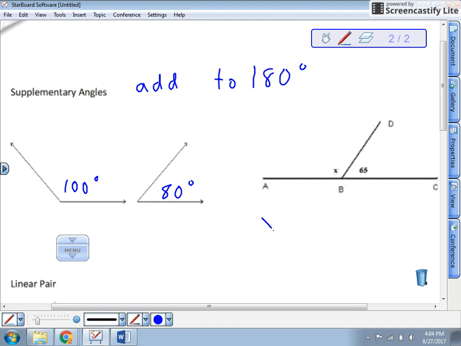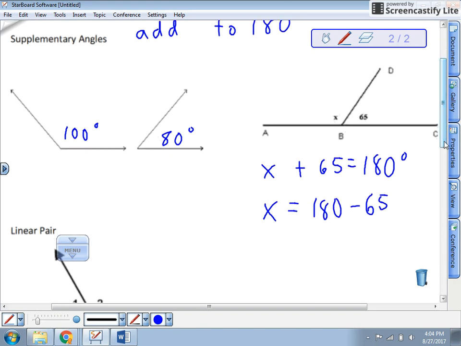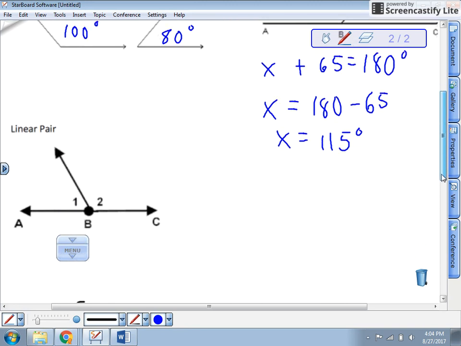So again, we know that x plus 65 has to equal 180 degrees. So if we want to solve for x, we just say that x will equal 180 minus 65. And when we do that, we'll get x equals 115 degrees.